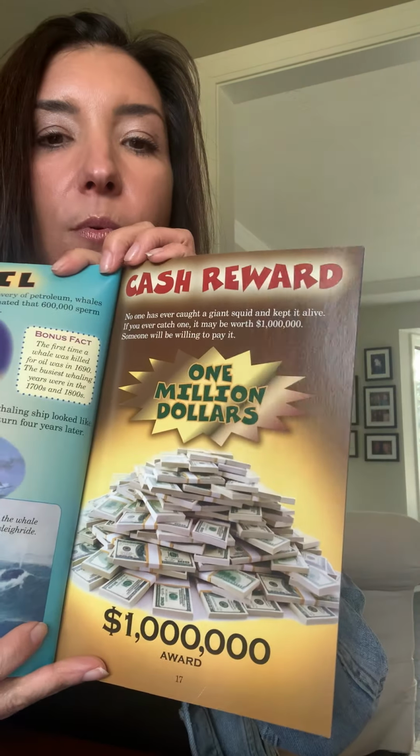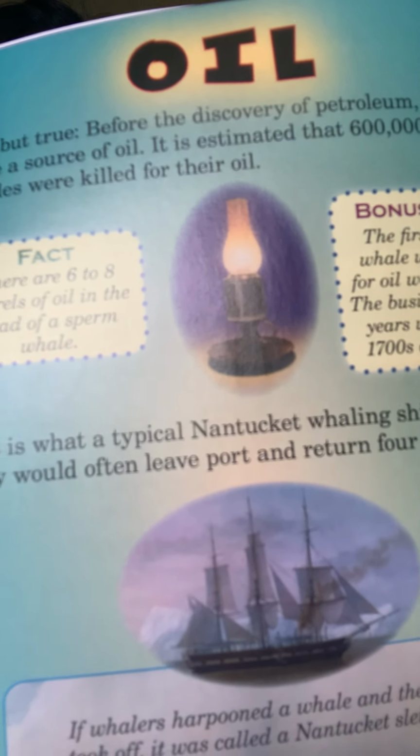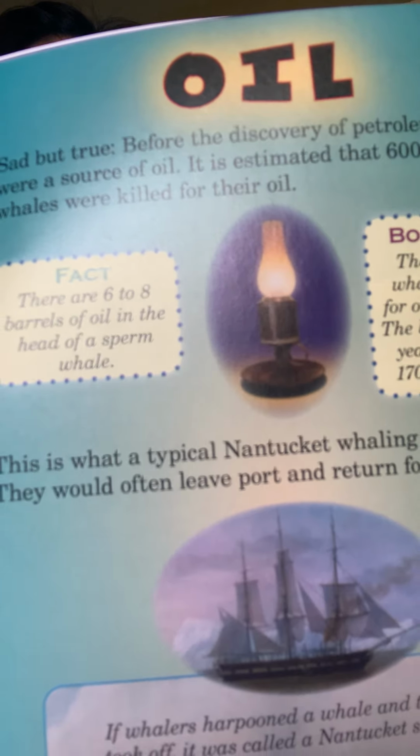Oil. Cash reward. I don't even know what to predict on this. Sad but true. Before the discovery of petroleum, whales were a source of oil. That is sad. It is estimated that 600,000 sperm whales were killed for their oil. This is what a typical Nantucket whaling ship looked like. They would often leave port and return 4 years later. If whalers harpooned a whale and the whale took off, it is called a Nantucket sleigh ride. Get it? It's taking off, giving them a sleigh ride. I did not know. So 4 years later, they'd return.